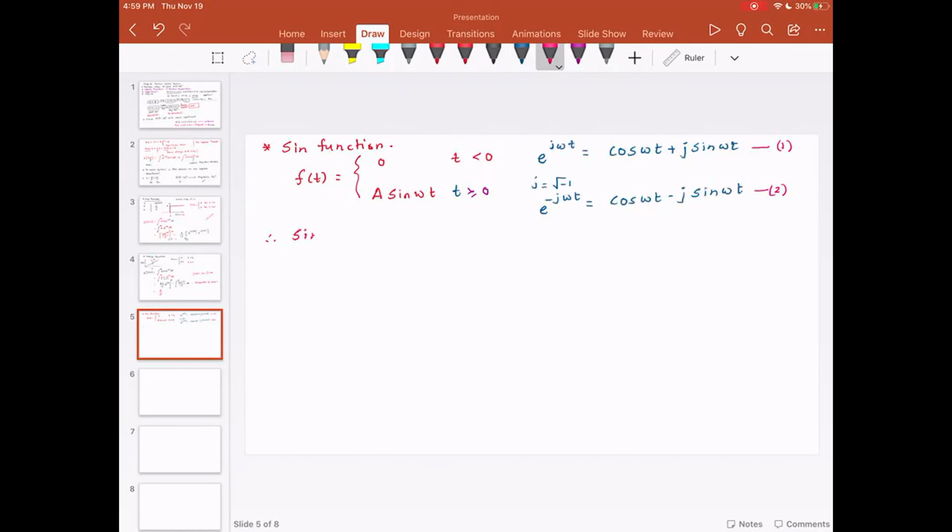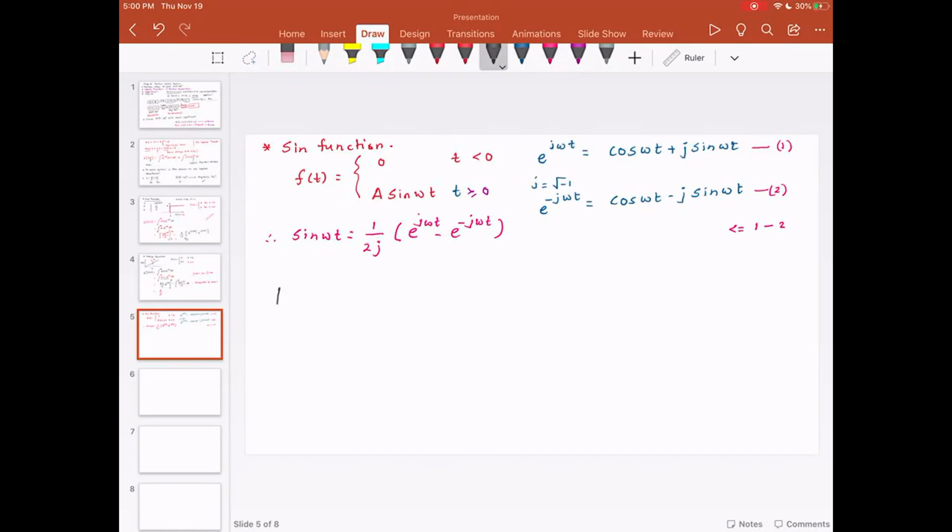So sine omega t is given as 1 divided by 2j times e to the j omega t minus e to the minus j omega t. This comes when I do equation 1 minus equation 2. So this is the representation of the sine function in terms of exponentials.